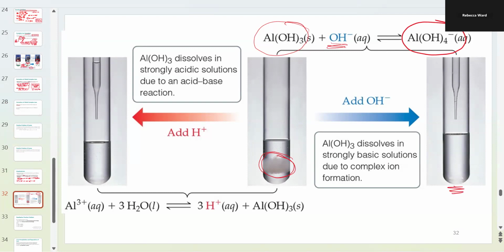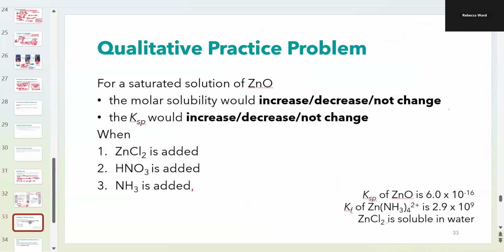So there's the addition of base, which makes it more soluble. If we add in H+, then we're going to consume some of our OH-, right? And so that drives us to make some water with H+ and OH-, all right? So that explains why acid in this case would increase the solubility, okay?